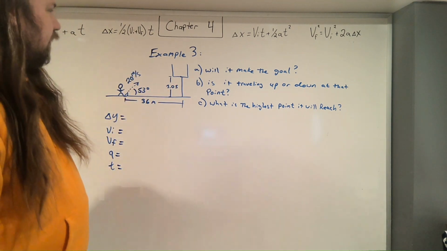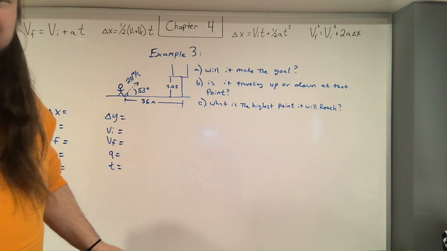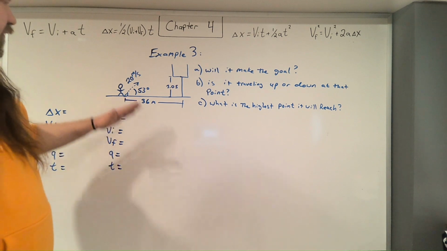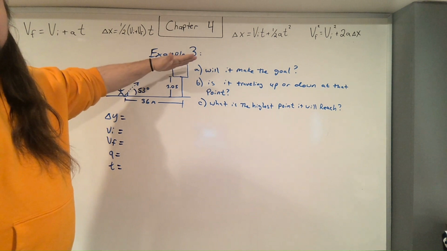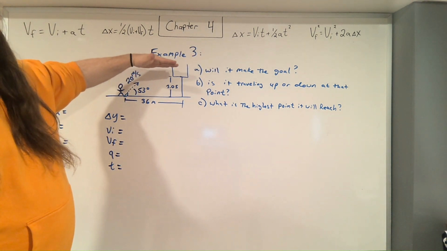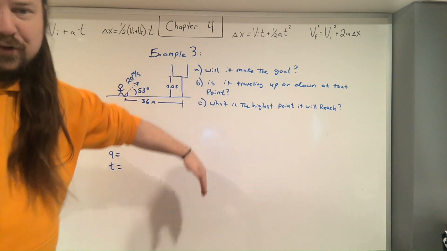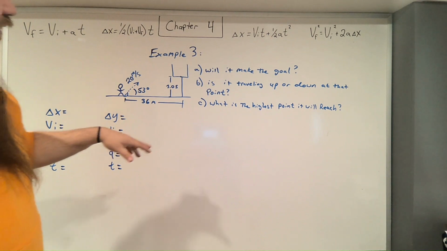Okay. Part B says, is it traveling up or is it traveling down at that point? So is it still on the upward climb as it goes through the goalpost? Or did it just barely make it? It already reached a maximum height and it's now falling as it goes through the goalpost. So that's the travel up, travel down.